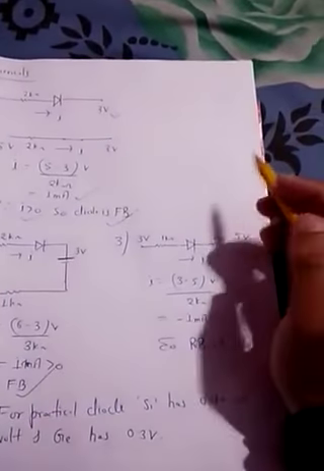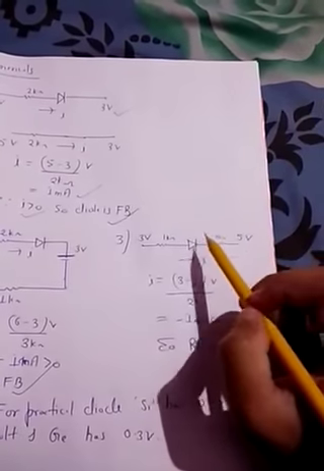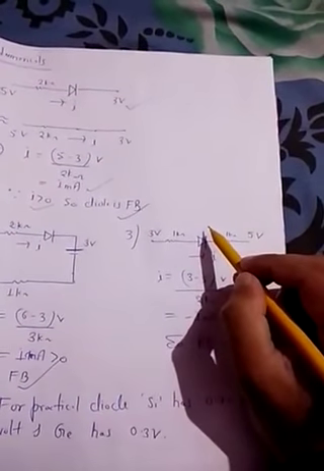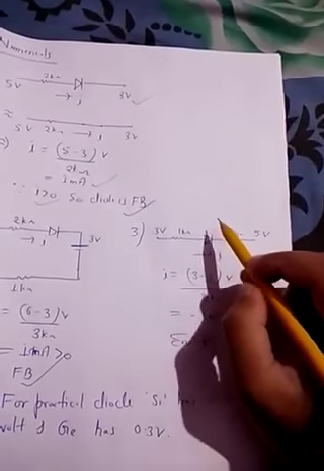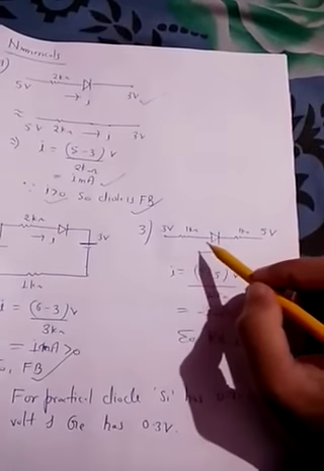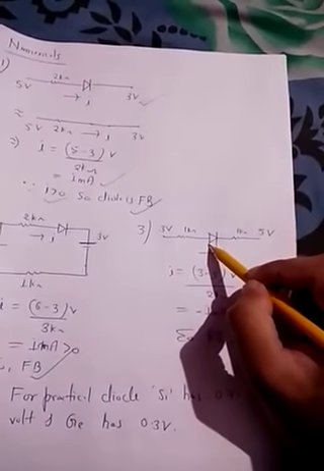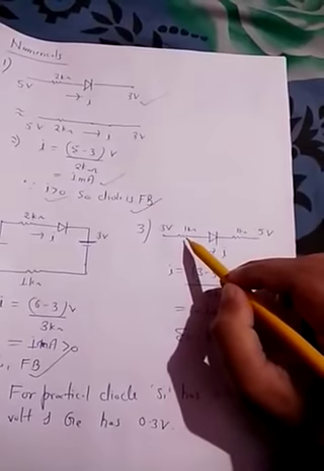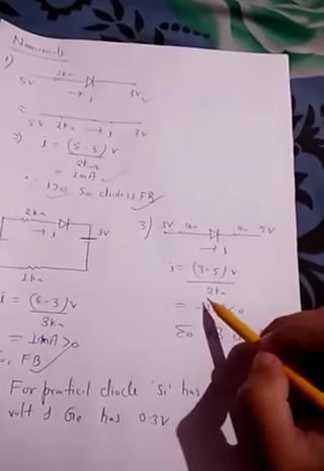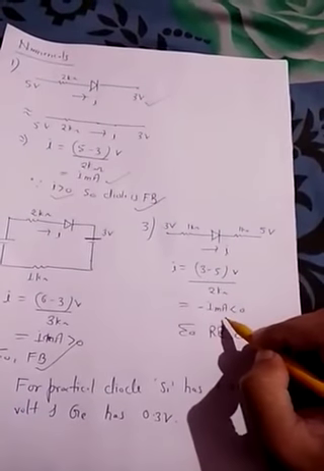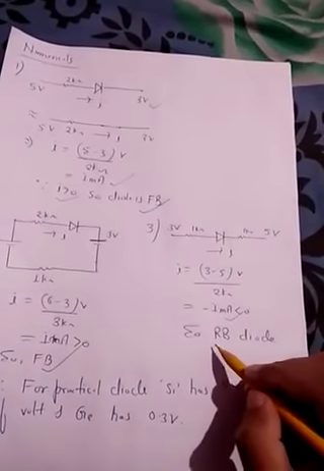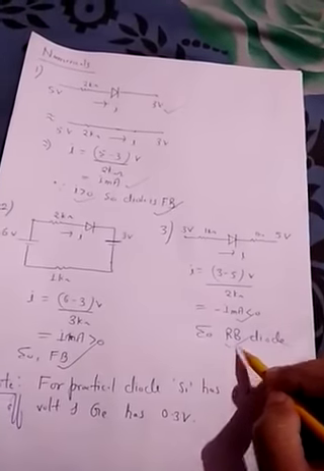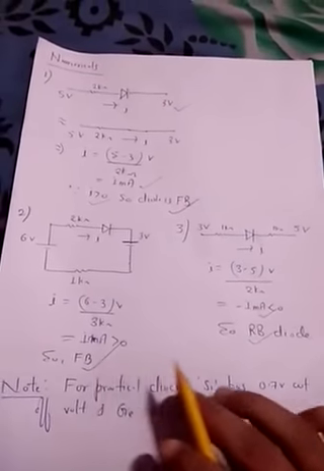Third question. Same approach in all the questions. If the question asks to find whether the diode is forward or reverse bias, use the same approach. Replace this by a short circuit. So this will become a simple circuit: (3 minus 5) divided by the total resistance. 3 minus 5 is negative, so I is less than 0. So it is reverse bias. Whenever I is less than 0, it is reverse bias. Whenever I is greater than 0, the diode is in forward bias.